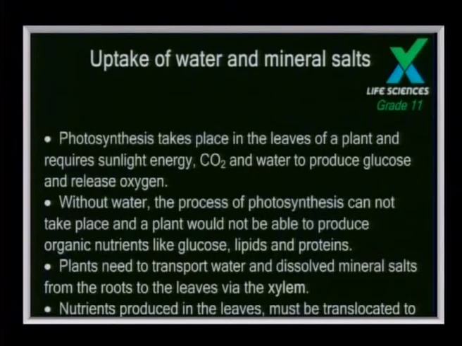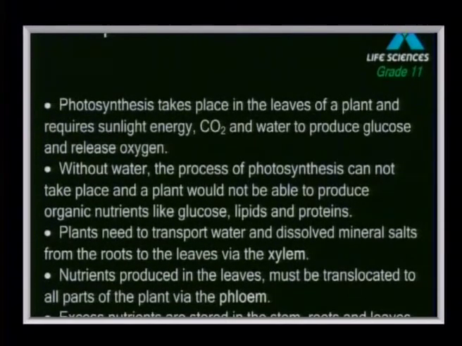Uptake of water and mineral salts. Now remember, the main reason a plant needs water is for photosynthesis. When photosynthesis takes place in the leaves of a plant, it requires sunlight energy, carbon dioxide, and water. And what does it produce? It produces glucose and oxygen. The oxygen is released out through the stomata into the atmosphere during the day only, because remember, photosynthesis only occurs when the sun shines. You did this in grade 10. Please, if you can't remember, just go back and have a look at photosynthesis.